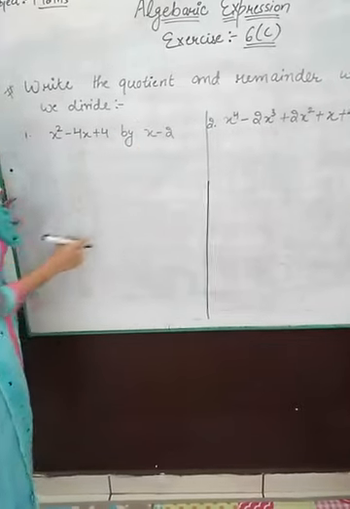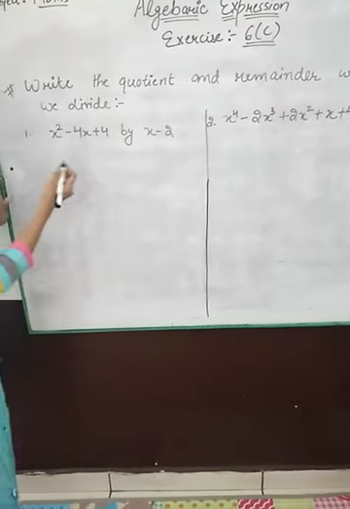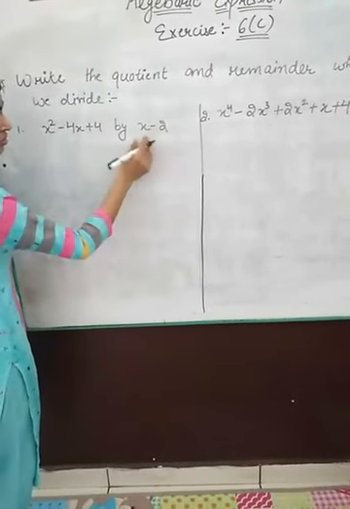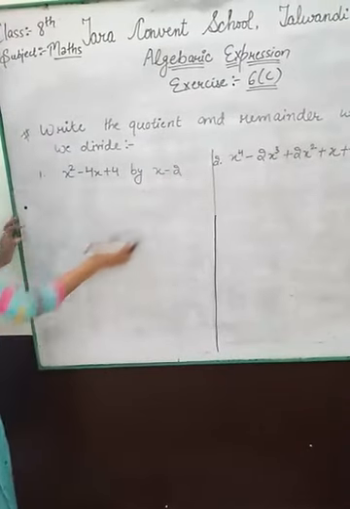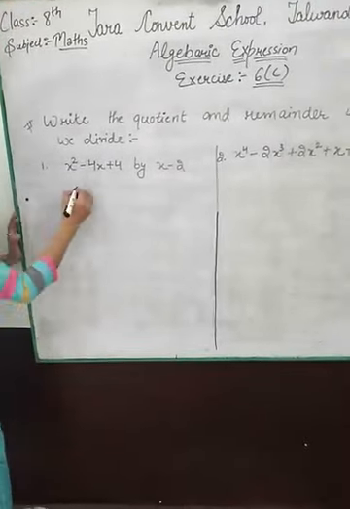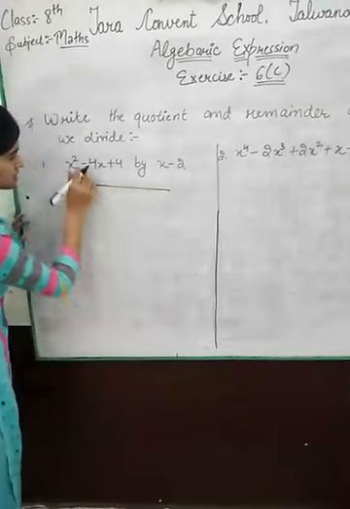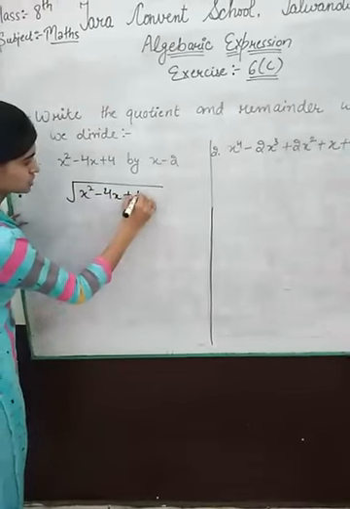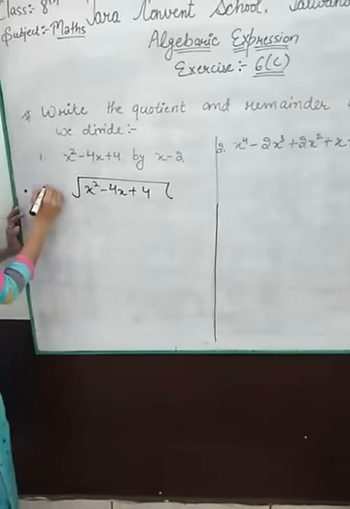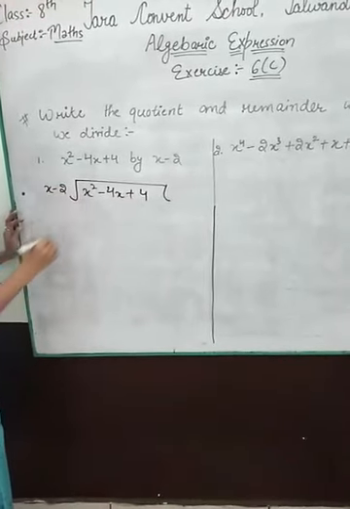Quotient and what we will get, the remainder. Okay. In the last question we have given only one single term here. Now in this question we have given two terms, then we will follow this method. Write firstly this one, x square minus 4x plus 4. We want to divide this with x minus 2.